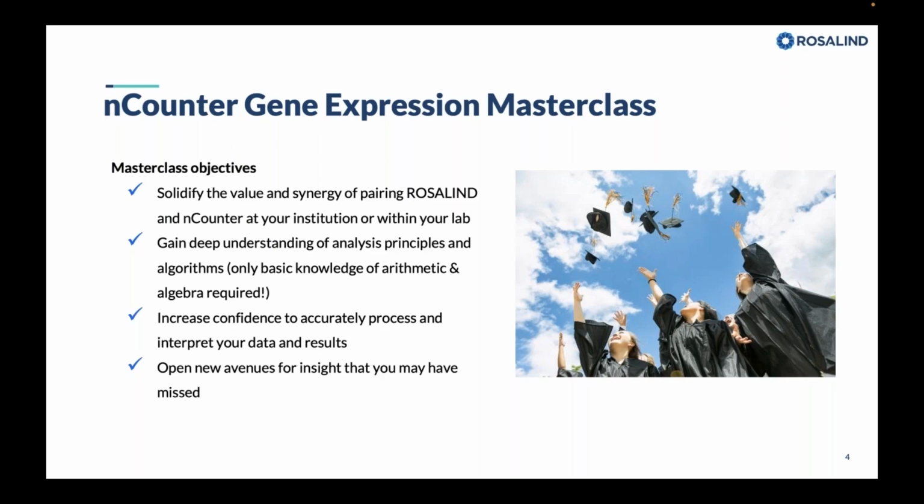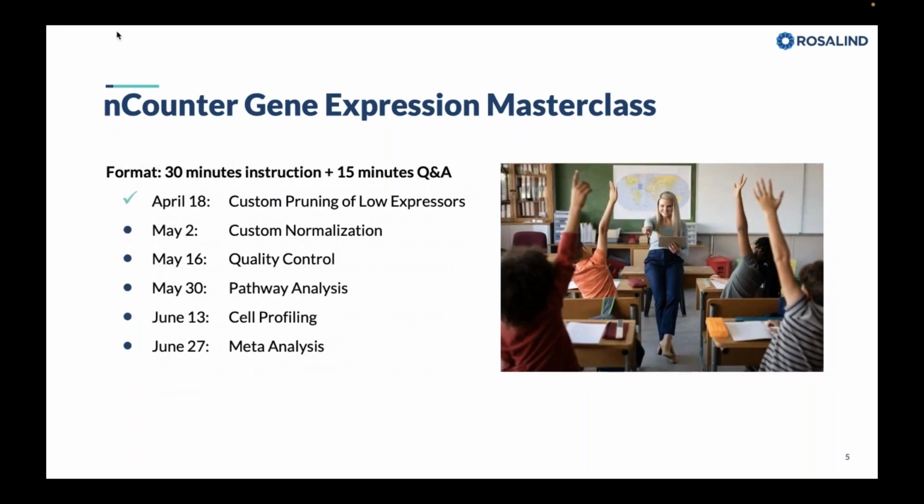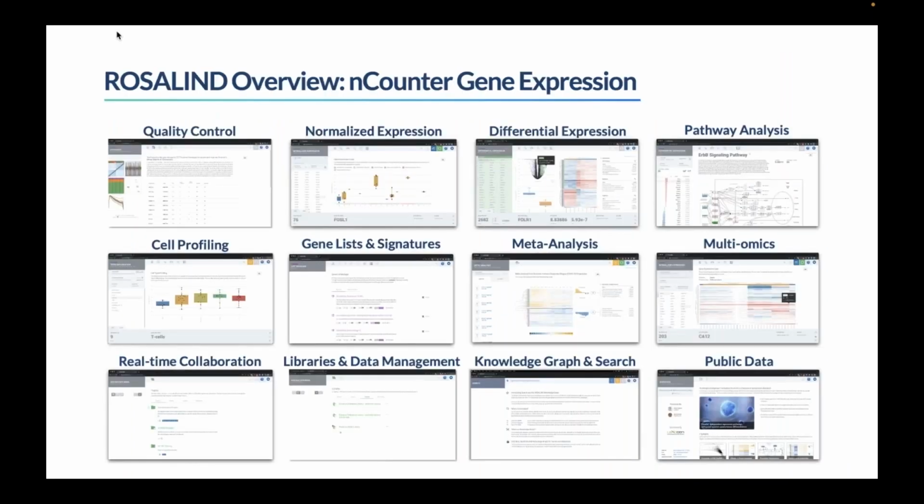And I'll talk a little bit about this in more depth. This is broken down into 6 sessions. We covered 2 weeks ago custom pruning of low expressors. Today, we're focused on custom normalization. In the Rosalind platform, there are different modules to analyze your data. So we'll be seeing some of these in more detail as we progress over the next 5 sessions.